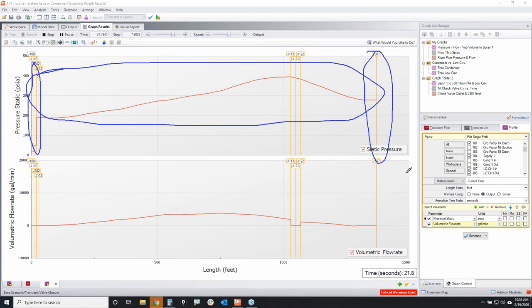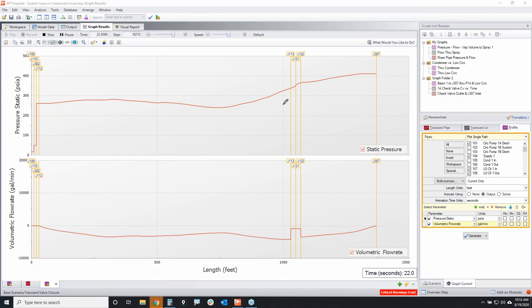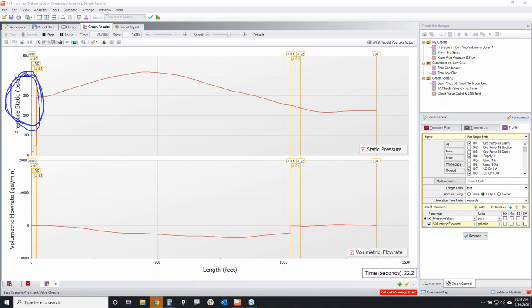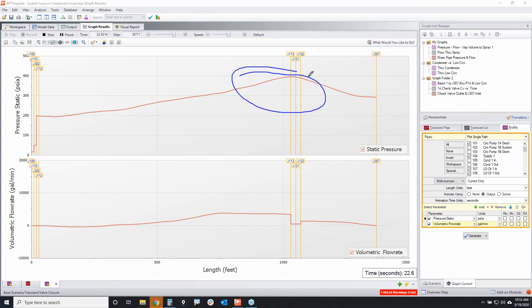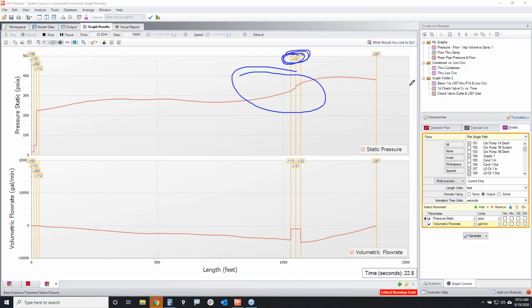And this is important to pay attention to, because you can see that there's some really, really large swings in pressure. And that may not be something that your system can accommodate. You might have pressure sensitive equipment in various areas. Where I have those process units right here for the low circulation and the condenser, these high pressures could be a real problem for that.